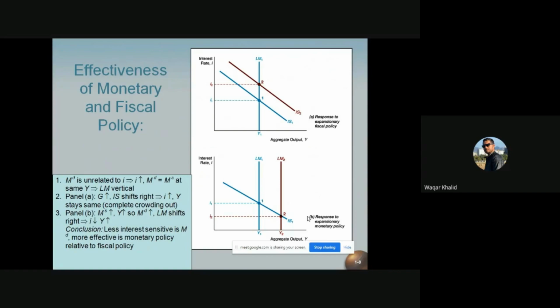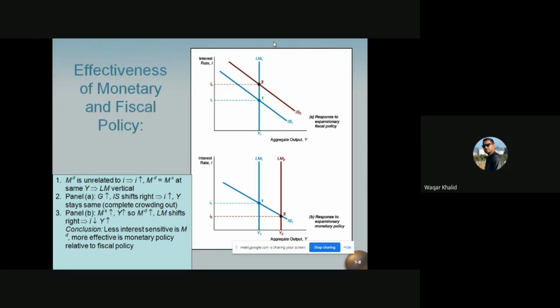The question is how. Now we are talking about how we can conclude this point. When the demand for money is unaffected by the interest rate, it means that when the money demand is interest inelastic, the LM curve will be vertical. If this is the case, the LM curve will be vertical. Look here. This is the LM curve. LM1 is vertical. Why is the LM curve vertical? Because the money demand is interest inelastic.